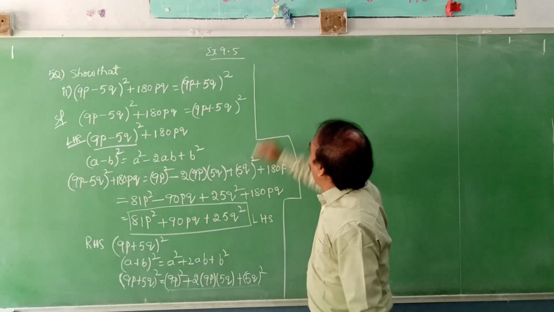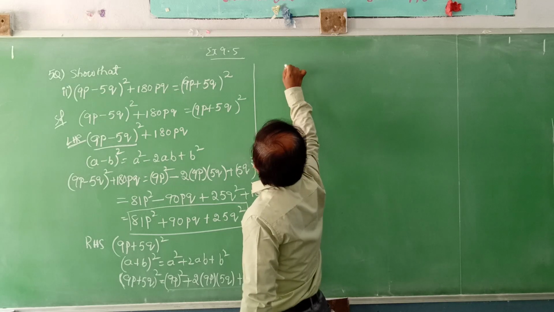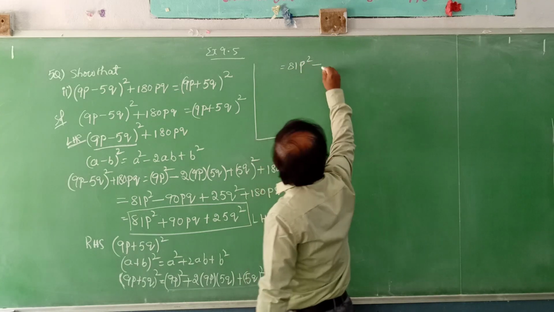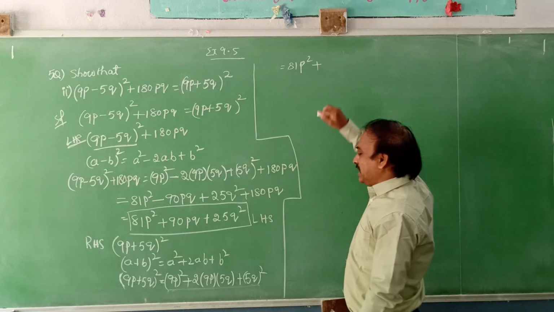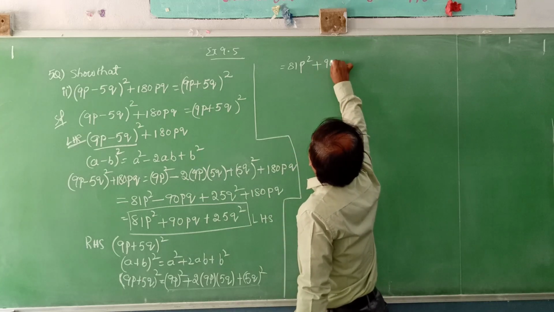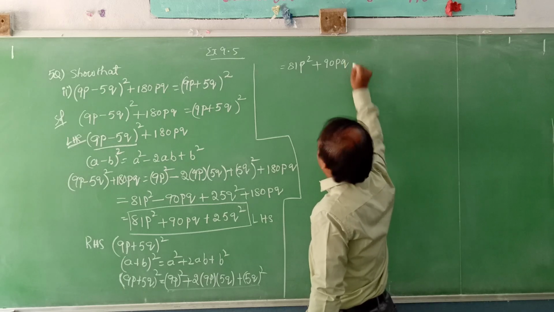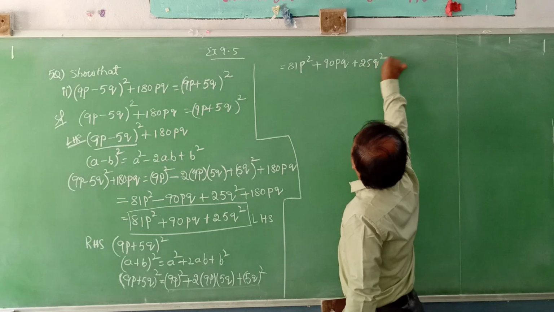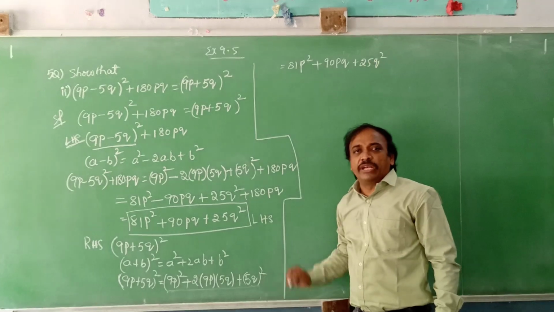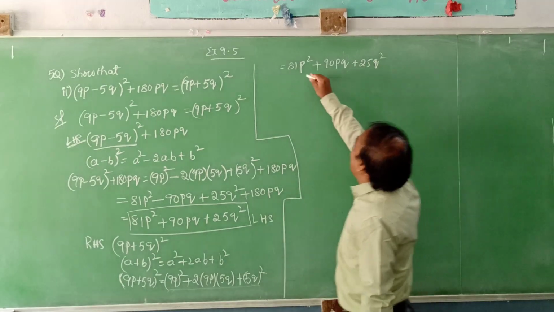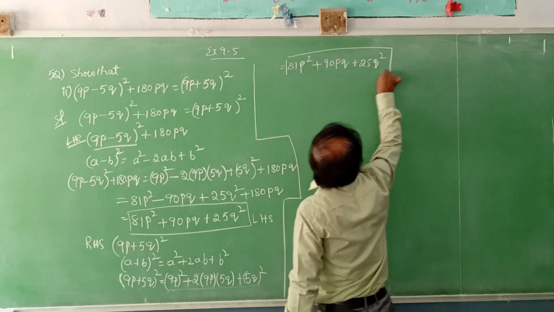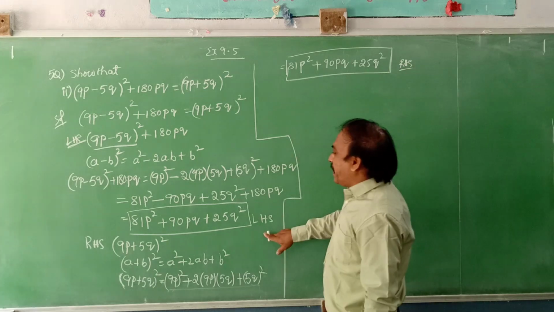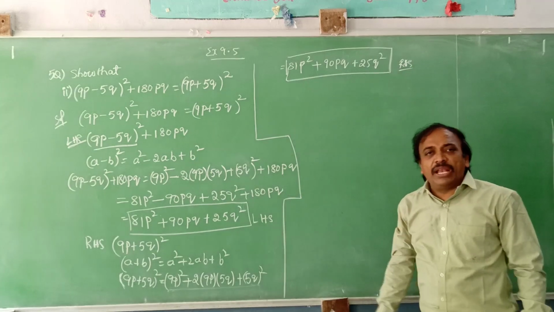Now 9p whole square is 81p square, plus 2ab: 2 nines are 18, 18 fives are 90pq, then plus 25q square. 5q whole square is 25q square. You see, this is the RHS part. Now, are the LHS part and RHS part equal or not?